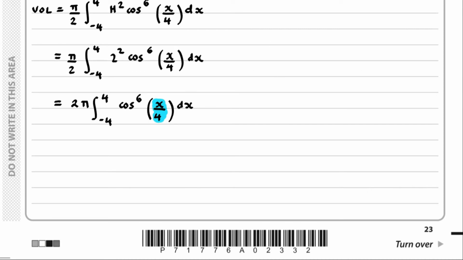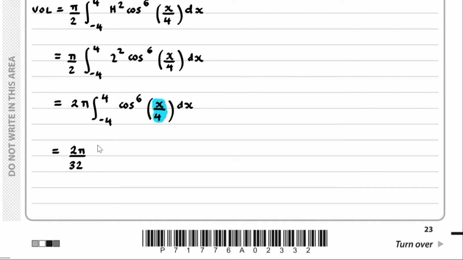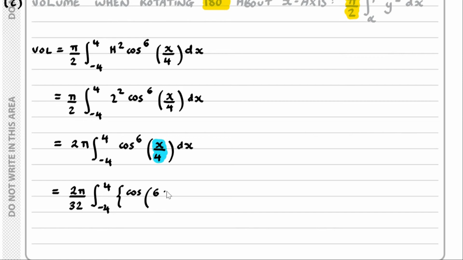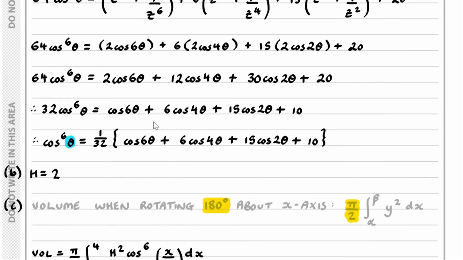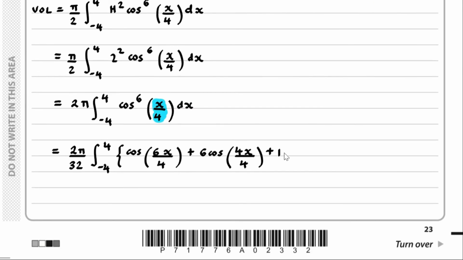And so what I'd have then is 2 pi over 32, because I've got the 1 over 32 which has been factored out, times the integral from minus 4 to 4 of, well, here I've got cos of 6 theta, so that's cos of 6 times x over 4, and then I have 6 cos 4 theta, so that's 6 times cos of 4x over 4, and then I have 15 cos 2 theta, so that's 15 cos of 2x over 4, and then I'm adding on the 10.